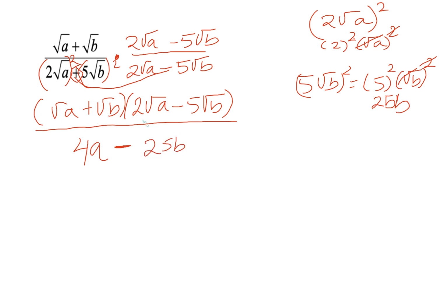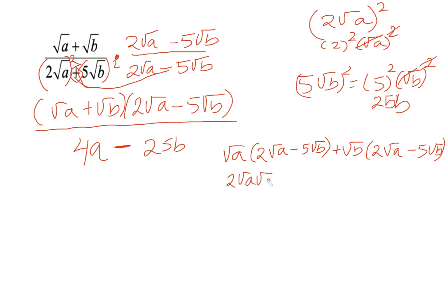Now the nasty part is this numerator. Okay, so this is like going back to multiplying binomials. So I like to use the distribution method. So this is radical A, which is multiplying 2 radical A minus 5 radical B. And then positive radical B is multiplying 2 radical A minus 5 radical B. So radical A times 2 radical A is 2 radical A radical A, which is just 2A, because these two radicals cancel themselves out and this leaves you with A. Minus radical A times 5 radical B. Now these can't really multiply, so this will be negative 5.